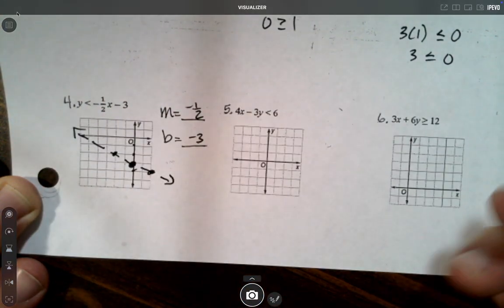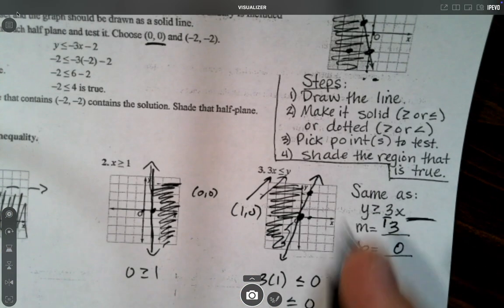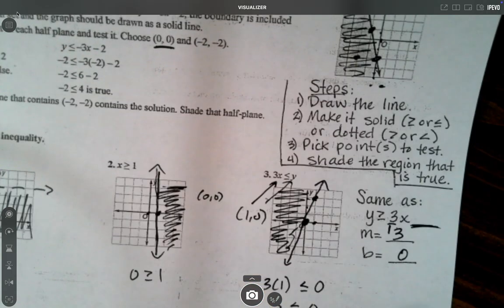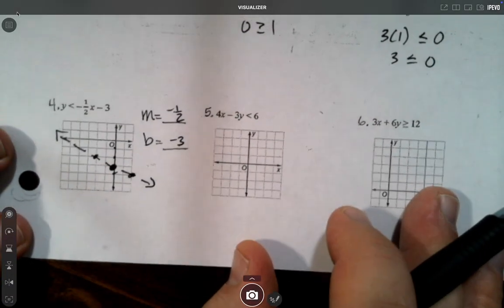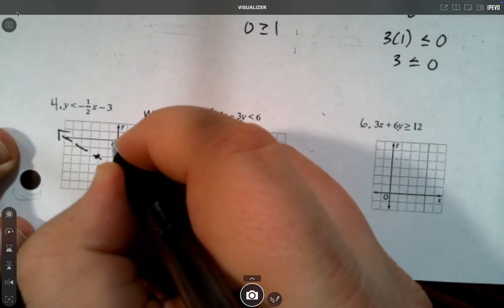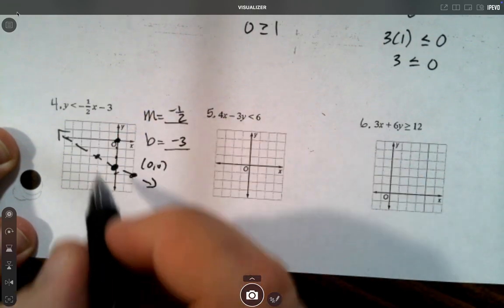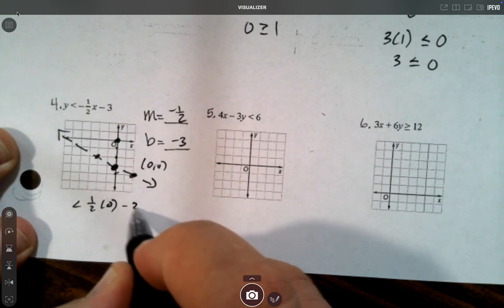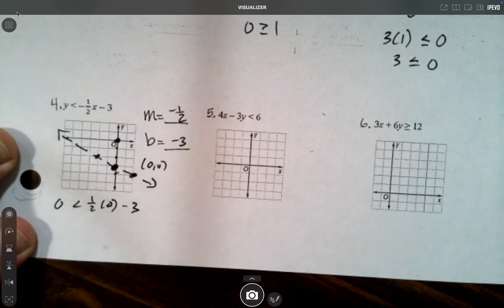So we've covered step 1 and step 2. We've drawn the line, and we made it dotted because it's a less than. And then I'm going to choose 0, 0 as my test point again. So I'm testing this point right here. I plug in 0 for x, and I plug in 0 for y.